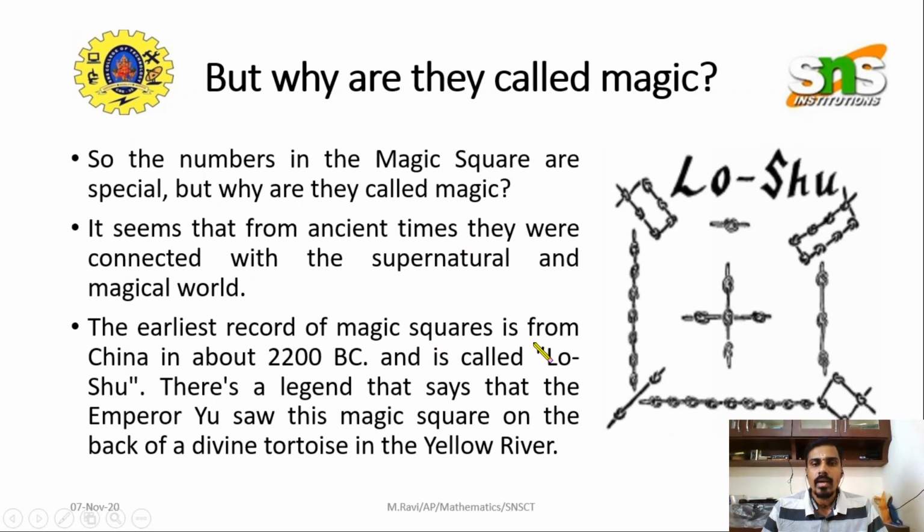The earliest record of a magic square is from China in about 2200 BC and is called Lo Shu. This is the diagram representing Lo Shu. There is a legend that says the Emperor Yu saw this magic square on the back of a divine tortoise in the Yellow River. This is what he saw, a tortoise in the Yellow River, on which he found this pattern.